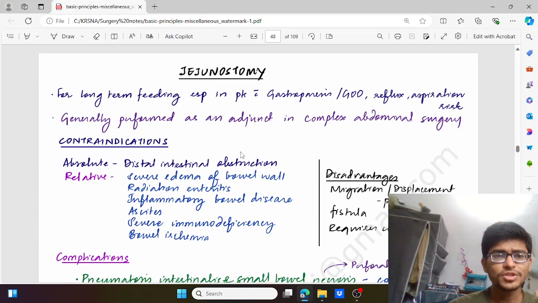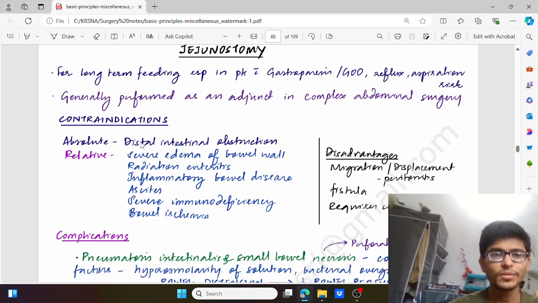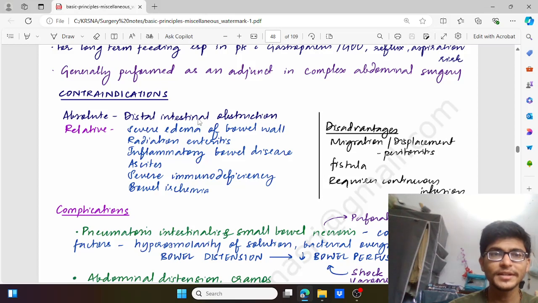Now we'll be seeing jejunostomy. Jejunostomy is used for long-term feeding, especially in patients with gastric issues, gastroparesis, gastric outlet obstruction or reflux aspiration risk. It is performed as an adjunct to complex abdominal surgeries also. So what are the contraindications? Absolute is distal intestinal obstruction.